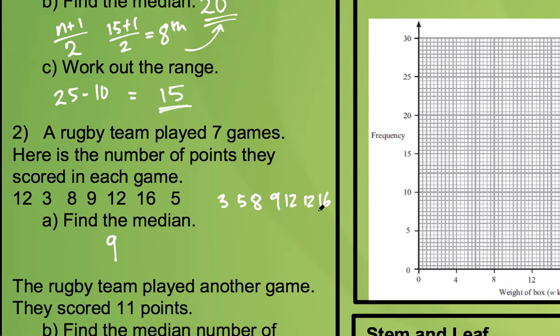Just to reinforce that n plus 1 idea, if I've got 7, 7 plus 1 over 2, that's 8 over 2, that's the 4th number in the list, which is 1, 2, 3, 4, the number 9.